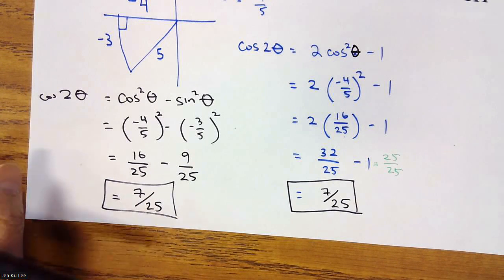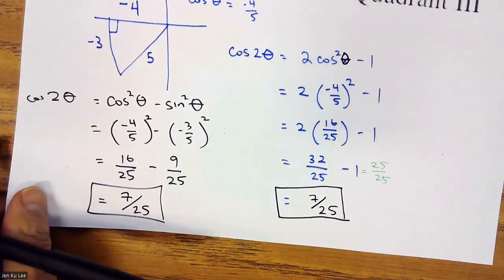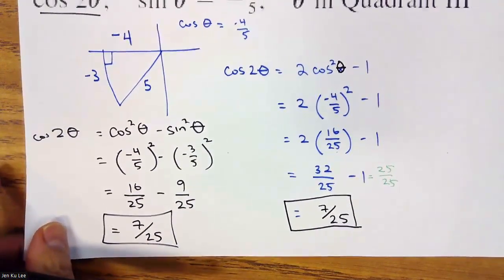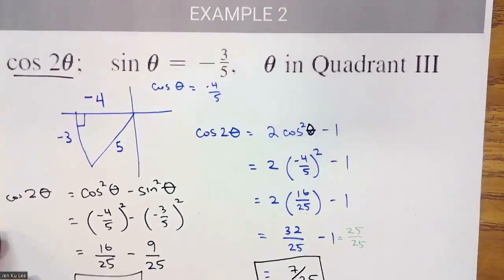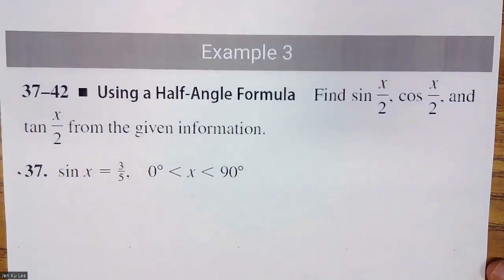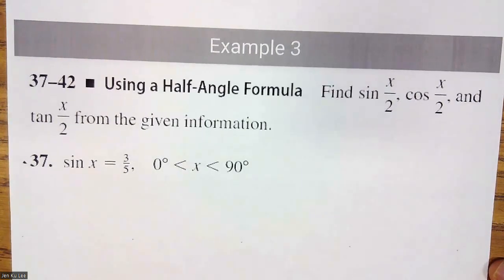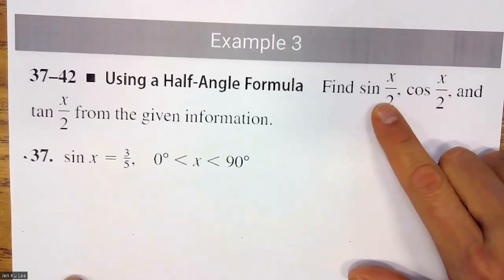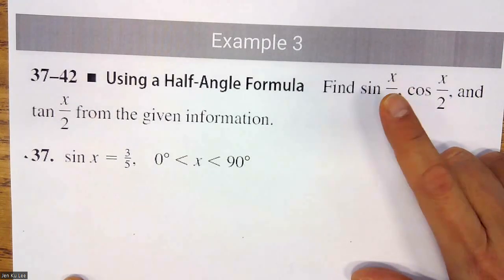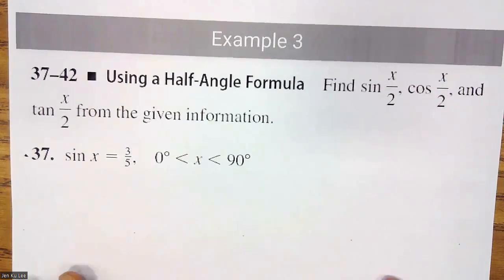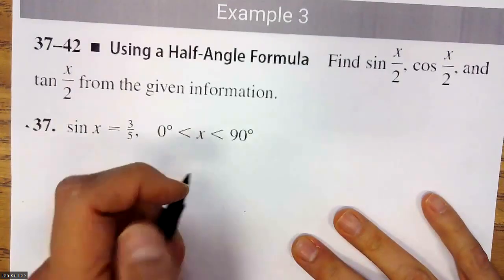Okay? Right on. Questions on that? No? We're just using the different formulas to find everything that we need to find, right? So we're gonna find the half angle for sine, cosine, and tangent from this given information. What does this tell us?